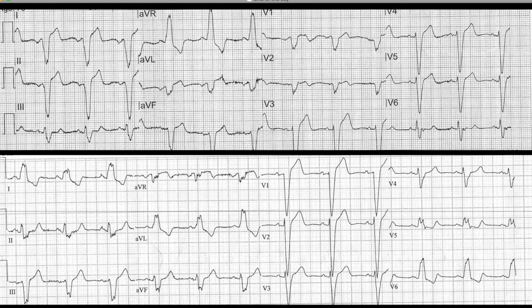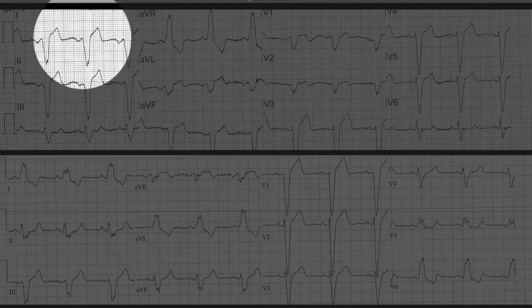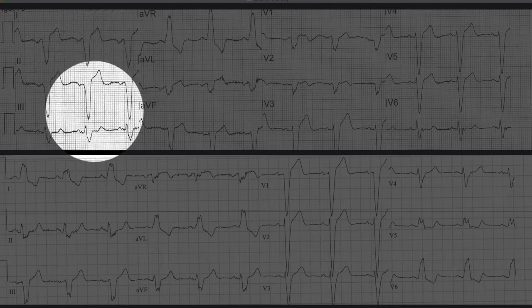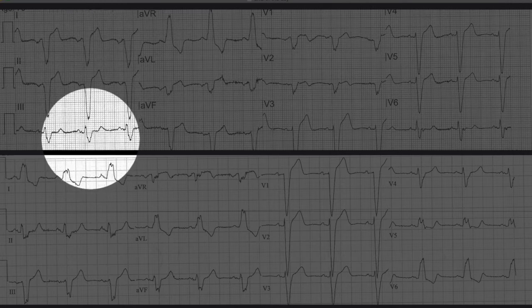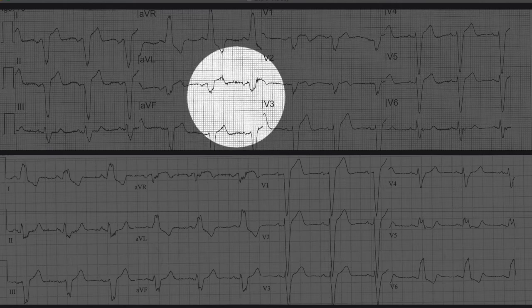So in this case, we've got a pretty good indication that this is a limb lead reversal, and that is likely what's causing that funky axis. If that wasn't the case, you would see there's a Q wave here, there's a Q wave here, there's not really a Q wave but a funky looking complex, Q wave here, Q wave here. Those are all signs of old infarcts.